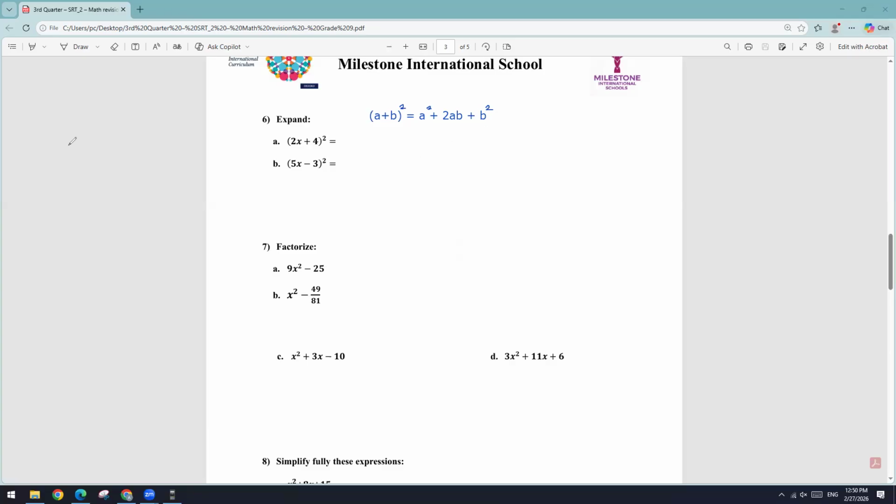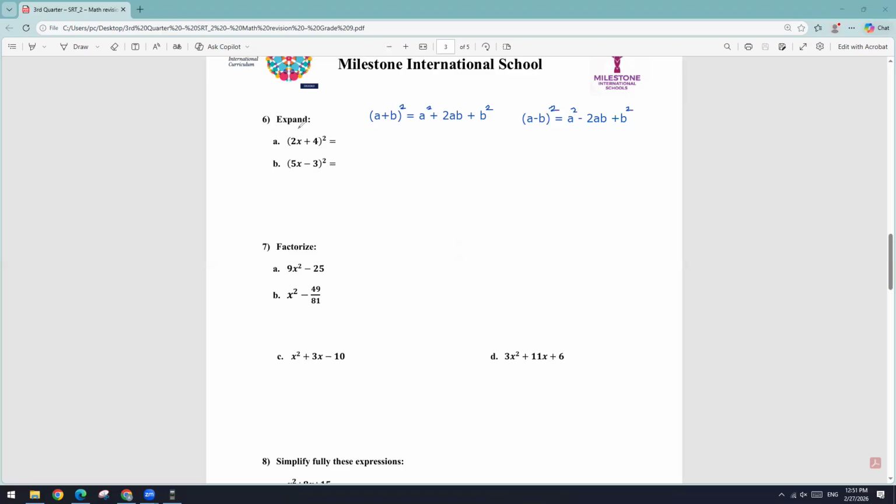Now, what if it is minus? What if it is (a minus b) squared? Equals a squared, the same thing, but here instead of plus, we put minus. Minus 2 times a times b, and the last one is always plus. Why? Because it's a square, it's b squared, so it has to be plus. So (a minus b) squared equals a squared minus 2ab plus b squared. So only the first sign changes, either plus 2ab or minus 2ab.